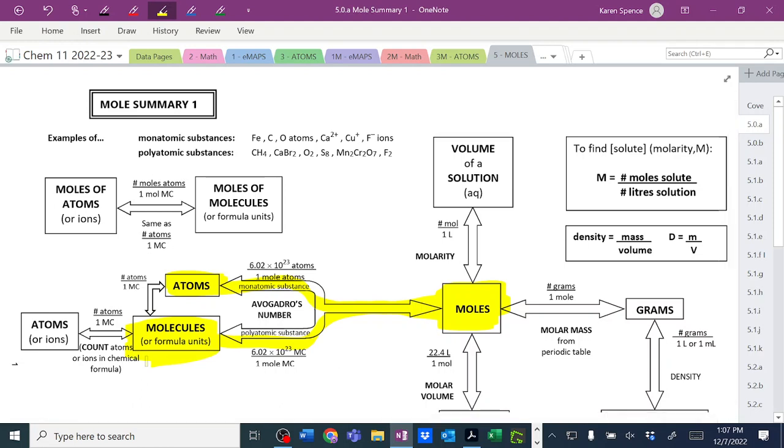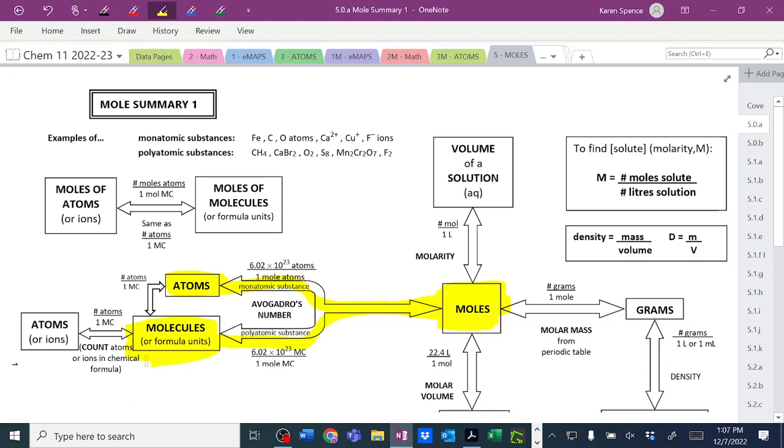So moles of atoms, you can go to the number of atoms. Moles of molecules, you can go to the number of molecules. Moles of elephants, you can go to the number of elephants. Moles of elephants' feet, you can go to the number of elephants' feet. But if you wanted to find the number of elephants' feet and I gave you moles of elephants, you would have to go from moles of elephants to number of elephants to number of elephants' feet. Yes?